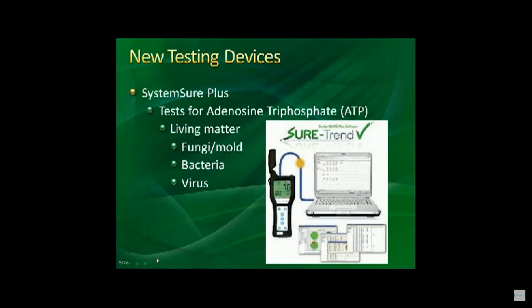We also use ATP, adenosine triphosphate. That's the matter that makes up all living things. The only problem with using ATP is it does not tell you what type of mold is there. It could be bacteria. It could be virus. It will just say to you, we have a concern because it is over 100 and there is something living on that surface that should not be there.